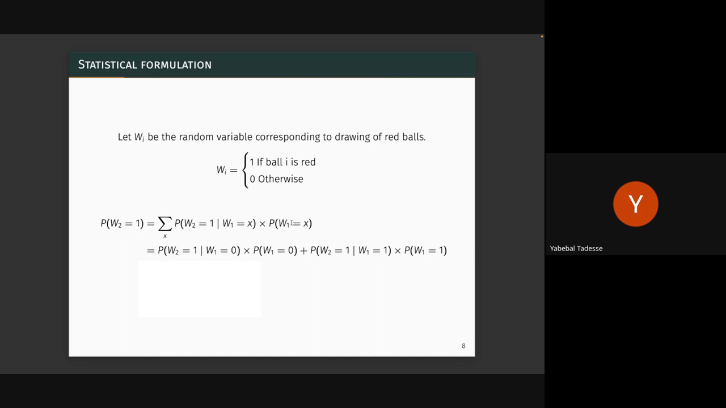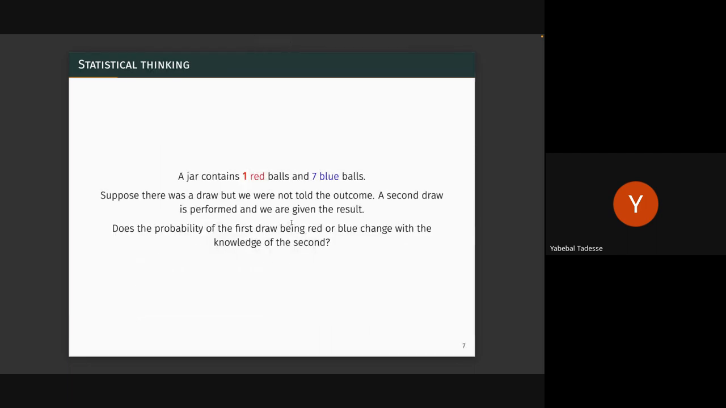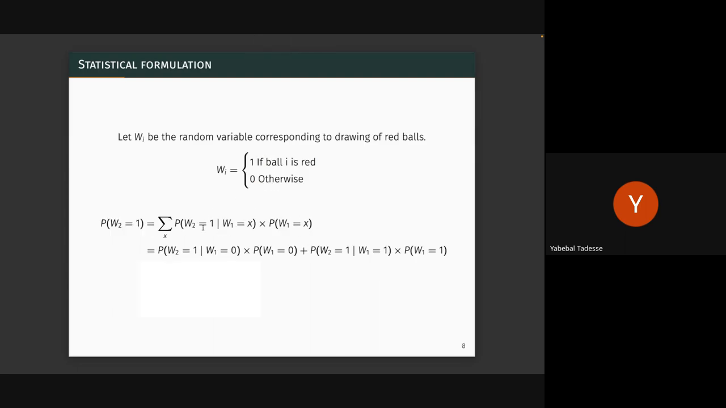So that usually is the probability of 1 when it was X, which is just the total probability, in this case 1/8. But this X is given a probability of W1, which is the probability of being great at the first one, if it was 1 or if it was 0. If it was 1, I know it was 1/8. If it was 0, I know it was 7/8. So zero means basically blue.